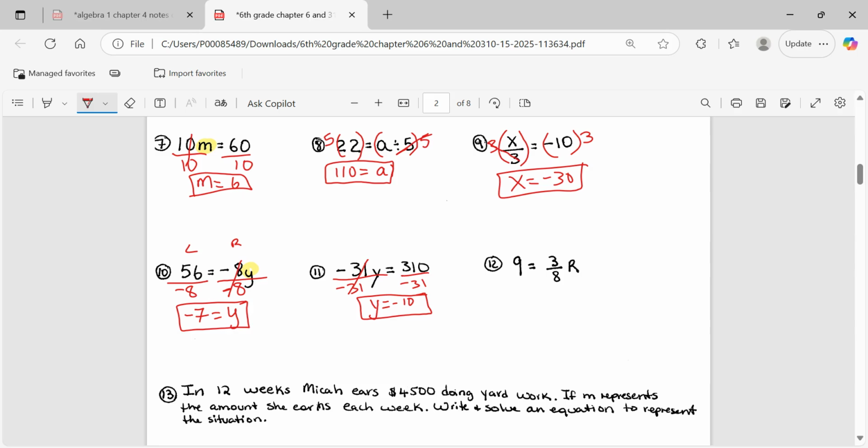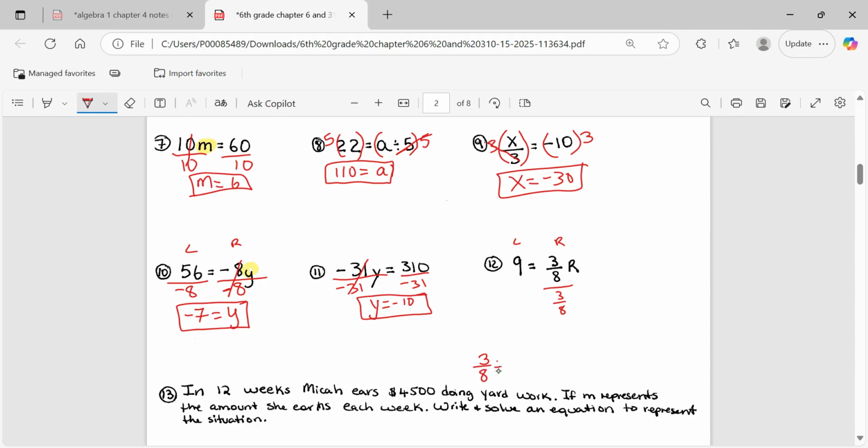Number 12 is going to be tricky because we have a fraction. 9 is equal to 3/8 times r. So in order to get r by itself, I am going to have to divide. It's 3/8 times r, and the opposite of multiplication is division. So I would divide by 3/8. But this looks weird. So let's try it down here.